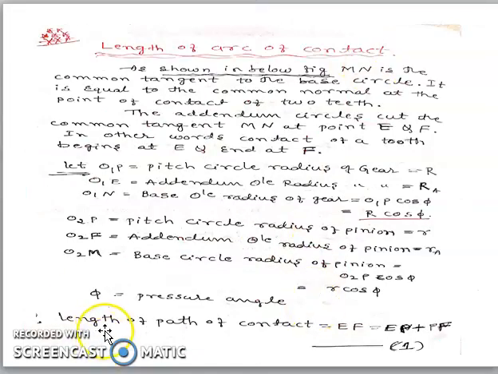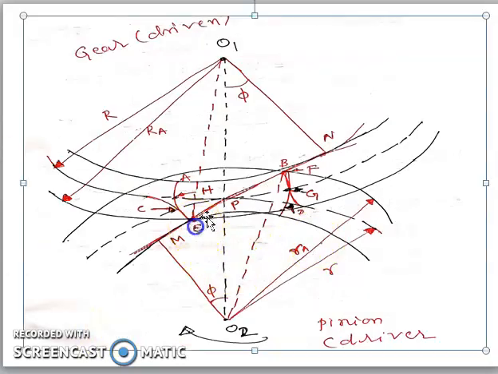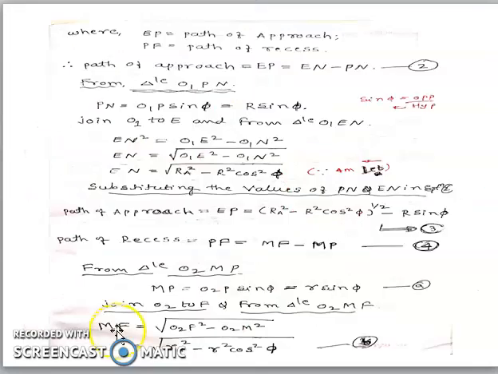As I said, the length of path of contact is defined as the beginning of engagement to the end of engagement. The starting point is E and the end point is F. That is EP plus PF, path of approach plus path of recess. Then we move to the second thing, from equation 1: path of approach EP is equal to En minus Pn, from the above figure.